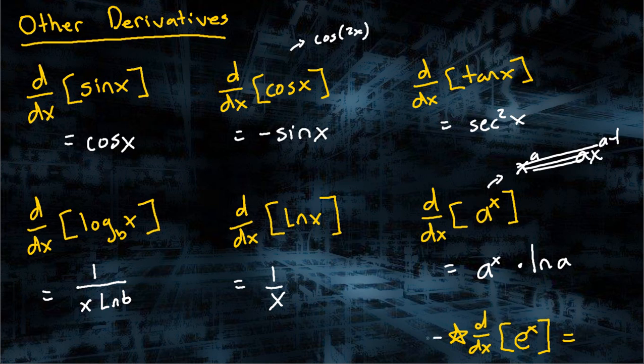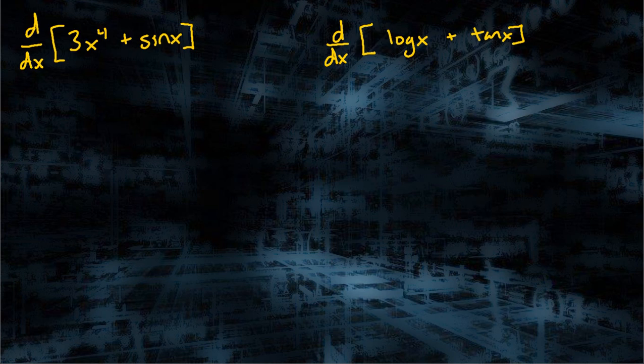And that brings me to this one. I'll write it over here. That's e to the x. e is the only exponential whose derivative is itself. So let's take a look at a couple questions. Not going to do too many.